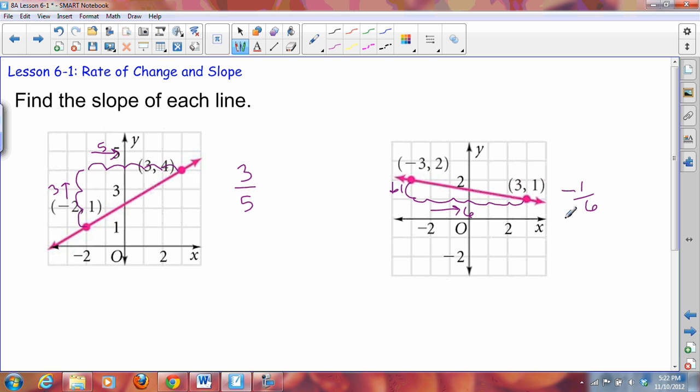Now when I am using rise over run to figure the slope of each line, I always go from left to right. So the thing that determines whether it's positive or negative is whether I went up or down. If I went up, it's going to be positive, and that shows that my line goes uphill. And if I go down, it's negative, and that line should go downhill.